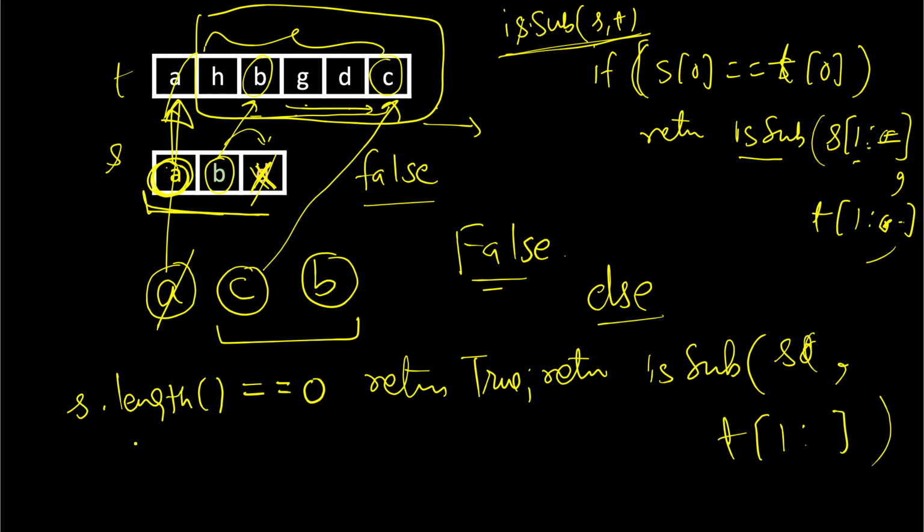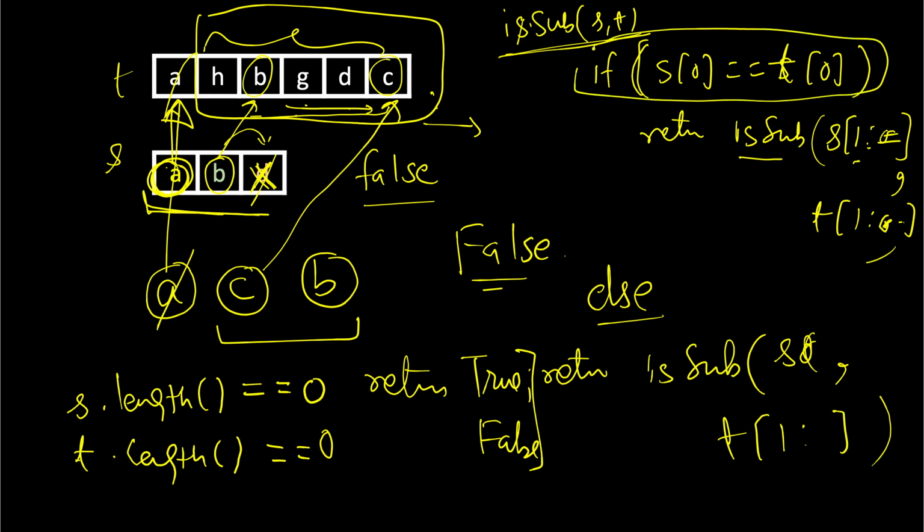And if s.length is not 0, then we will check if t.length is 0. That is, some characters are still not found, but we have reached the end of t. So we return false in this case. And after these cases, just check if the first characters of the substrings match, then our job is reduced, one character less in each of these. If they are different, then just look for this S in the substring from 1 to last of t.